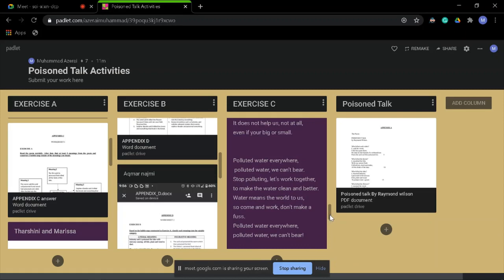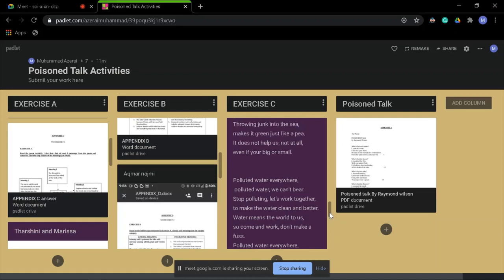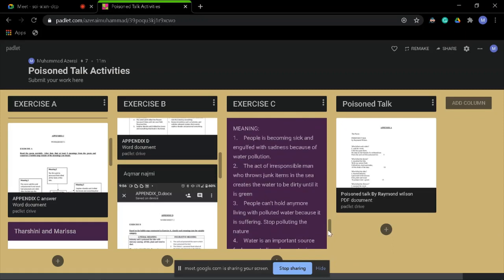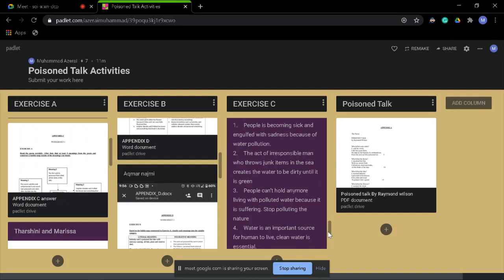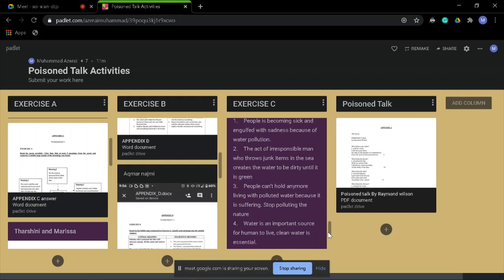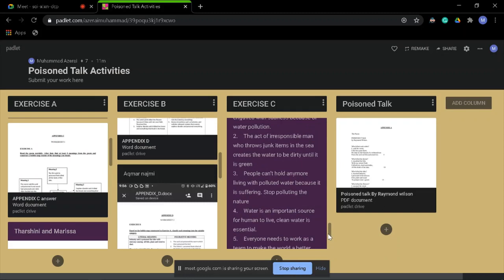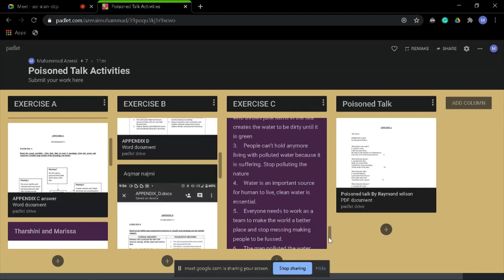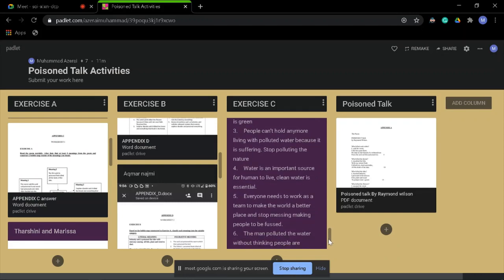Very good. Thank you. So, sir, what is the meaning? Okay, the first meaning is that people are becoming sick and engulfed with sadness because of water pollution. The second one is the act of irresponsible man who throws junk items in the sea creates the water to be dirty until it is green. And then the third is that people can't live with polluted water because it is suffering, and stop polluting the nature.